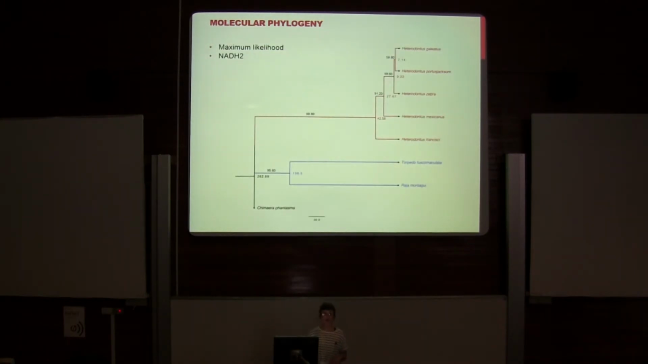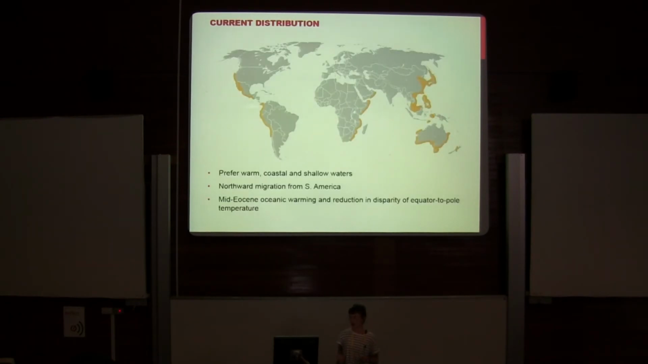I also performed a molecular phylogeny to look at the interrelationships between extant heterodontids, using maximum likelihood with mitochondrial NADH2 sequences. Heterodontids prefer warm, coastal, and shallow waters, and this molecular phylogeny shows that there was a northward migration that occurred from South America. During the mid-Eocene, there was an oceanic warming event and a reduction in the disparity of temperatures from the equator to the pole. The timing of their divergence compares to these mid-Eocene events that allowed their northward migration up the coast of North America. Following that, they further migrated to the Asiatic coast and the Australian coast.